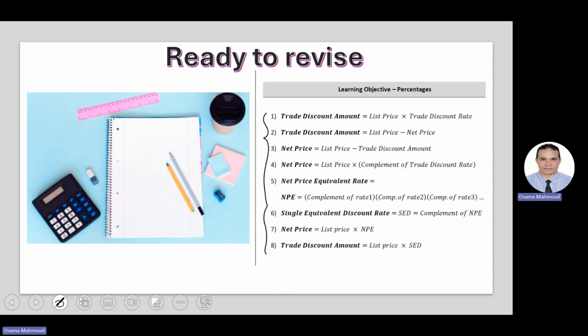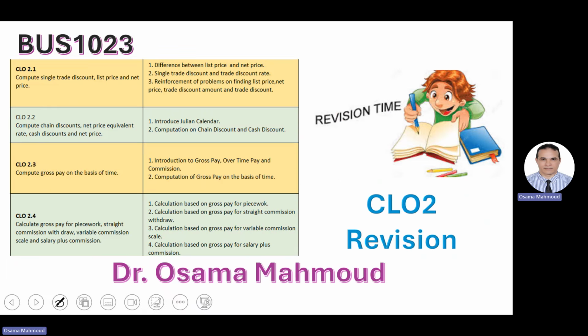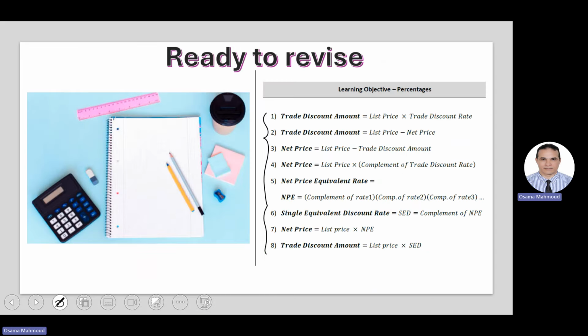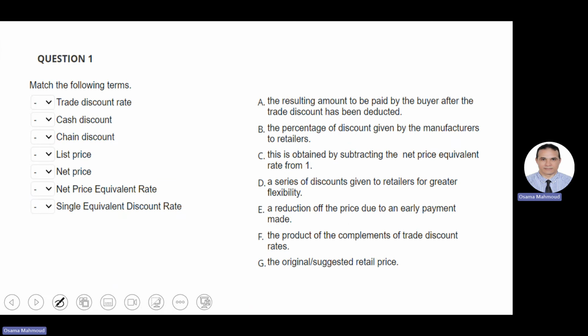What is in the discount and the CLO2 that is not in your formula sheet? This is gross pay, it's not in your formula sheet. Calculate the gross pay, piecewise, straightforward commission. This is not. Okay, but these two are in your formula sheet. This is the main point you have to know. Okay, let's start with question number one.